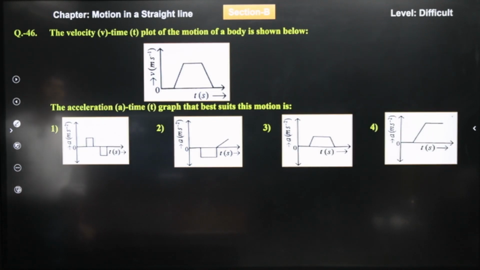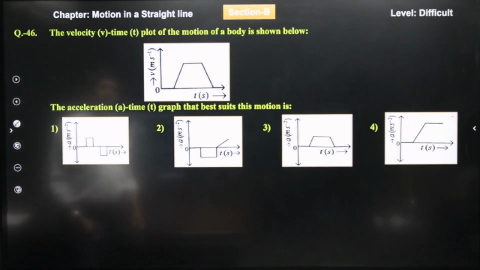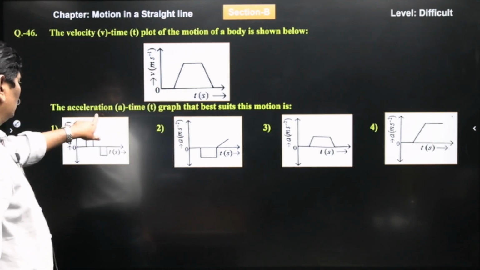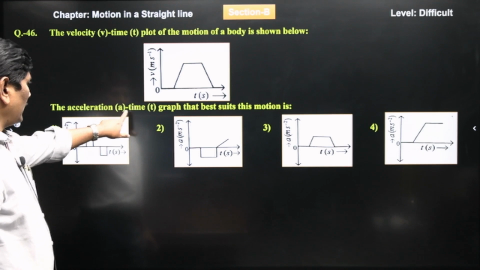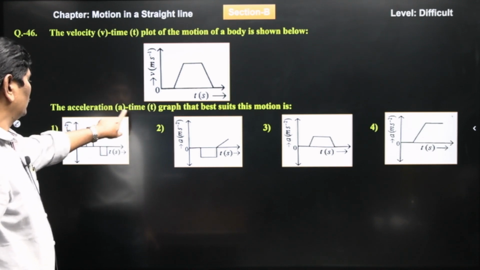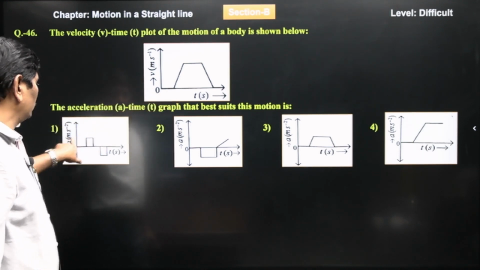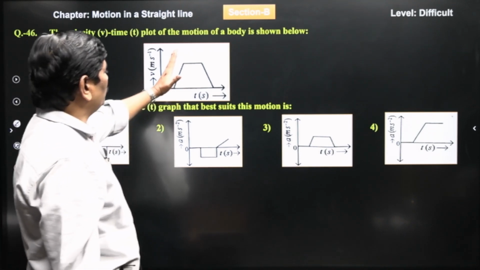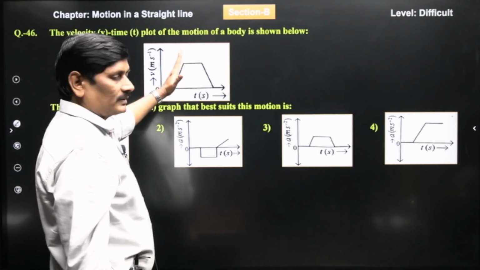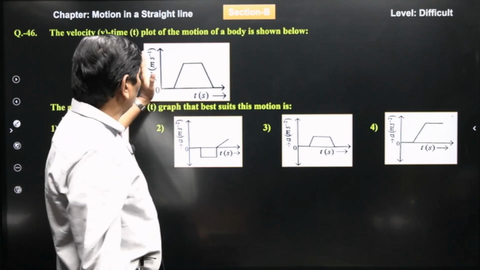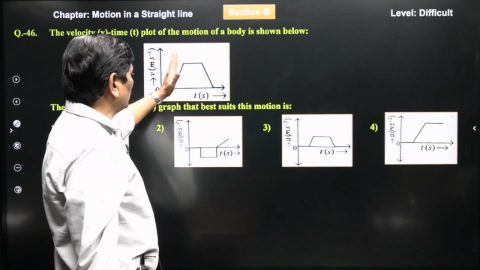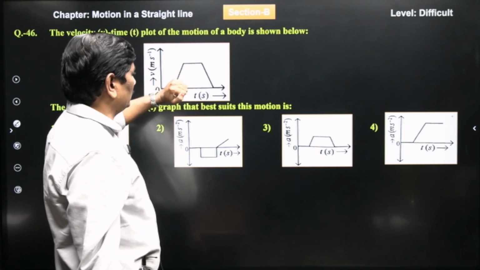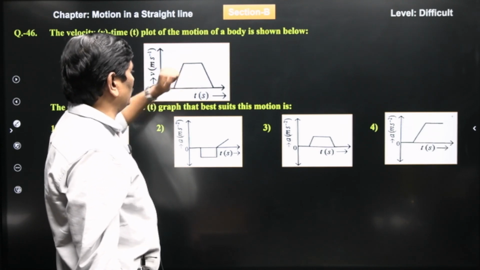Now see, velocity time graph given. We are asked to identify the correct acceleration time graph. From the velocity time graph, you have to find the acceleration time graph. Slope of the velocity time graph gives the acceleration. Area of the velocity time graph gives the displacement. Area gives displacement, slope gives acceleration.